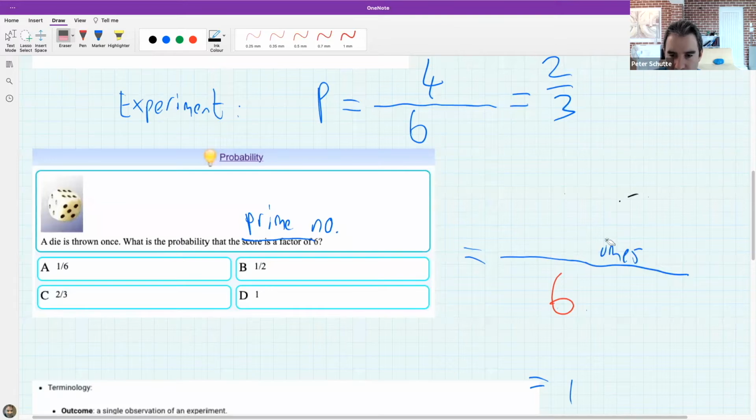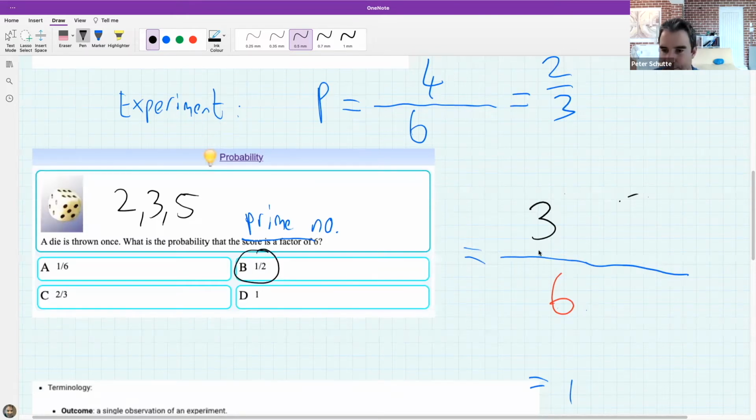But what does it mean to be a favorable outcome if I'm looking for prime numbers? Well, I know that 2 is a prime number. I know that 3 is a prime number. And I know that 5 is a prime number. Now, 4 is not prime, 6 is not prime, 1 is not prime. So how many outcomes are favorable for this question? It's just going to be 3 out of 6, which is going to be B.